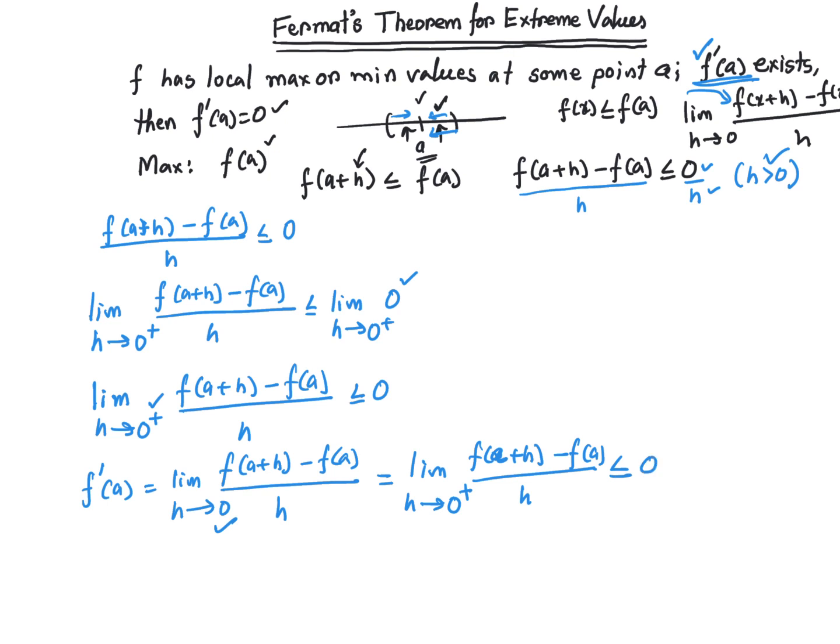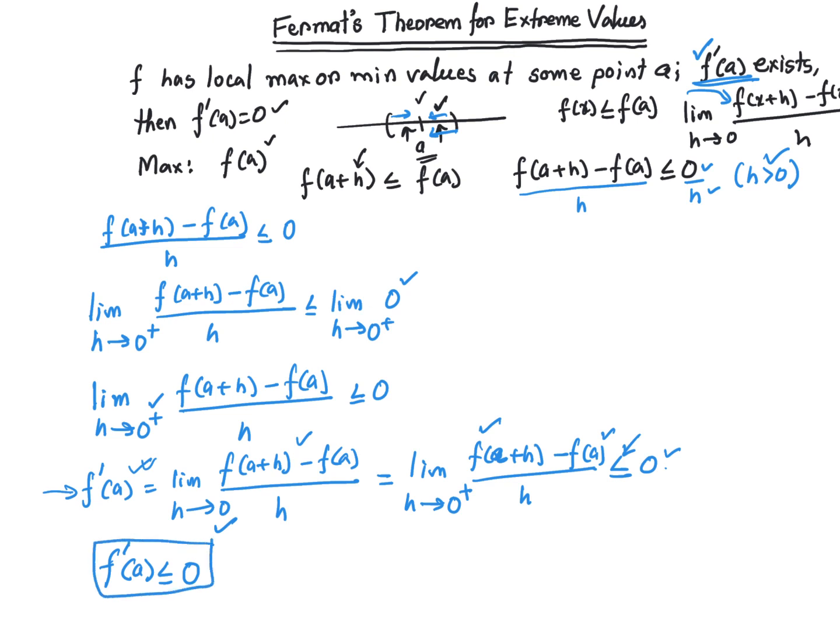Now, just by looking at this chain of statements, you can see that f prime of A must be less than or equal to 0, because f prime of A is the same as this, which is equal to this, but this is less than or equal to 0. So it must be the case that f prime of A is less than or equal to 0. Remember this statement, we will need it later.